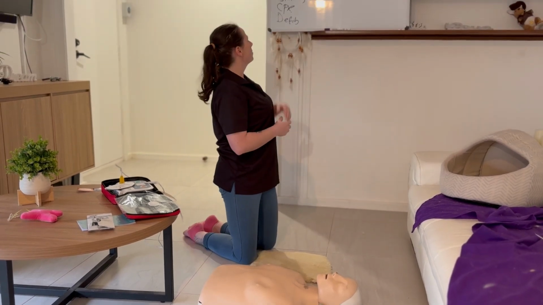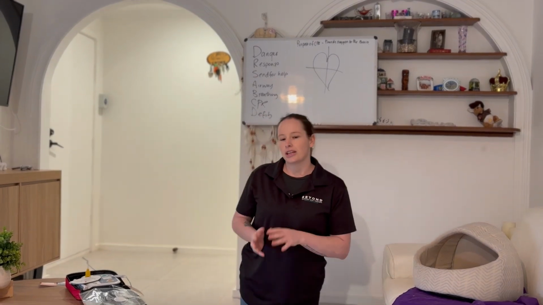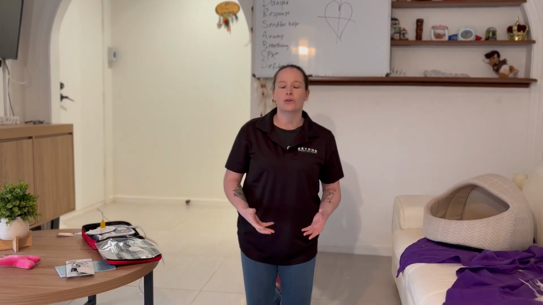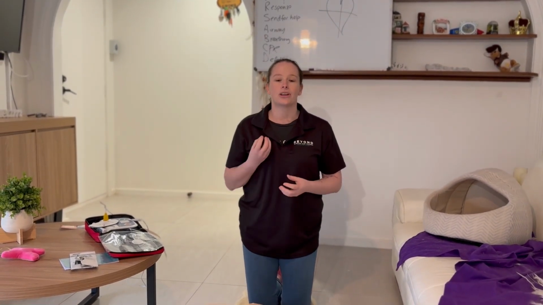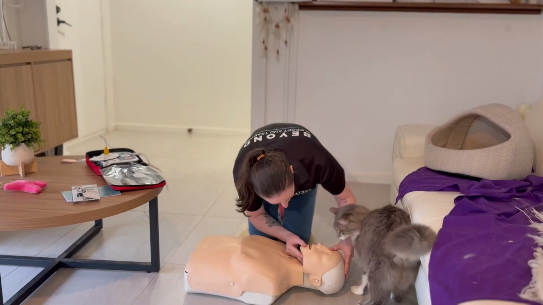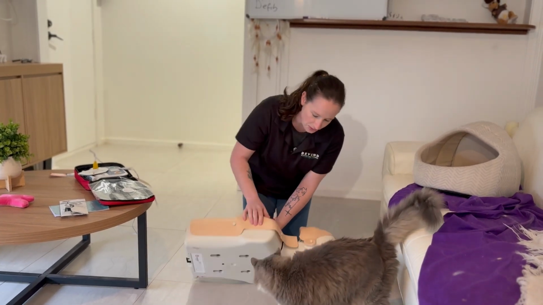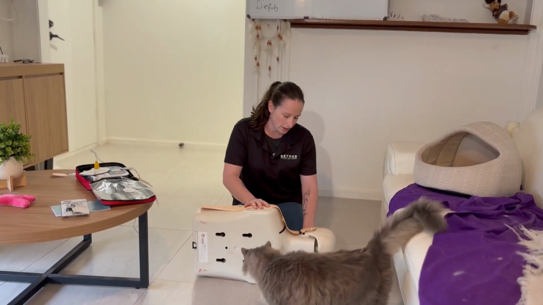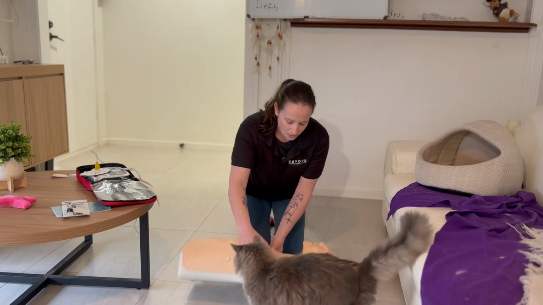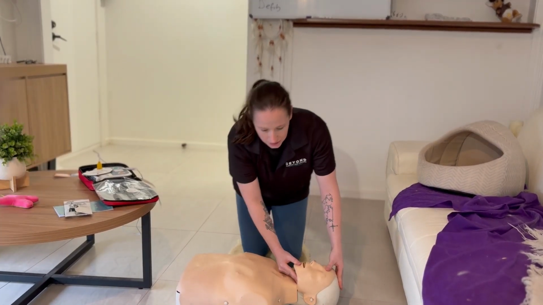Once we've called for help, we're going to check the airway. We're not going to go straight into the head tilt chin lift, because that can cause a potential blockage if there's an object just sitting in the mouth. So what we're going to do is look inside the mouth and see if there's anything in there. If there is, we're going to roll them over into the recovery position and scoop it out. We're going to roll them back and check inside the mouth again to see if there's anything else in there.